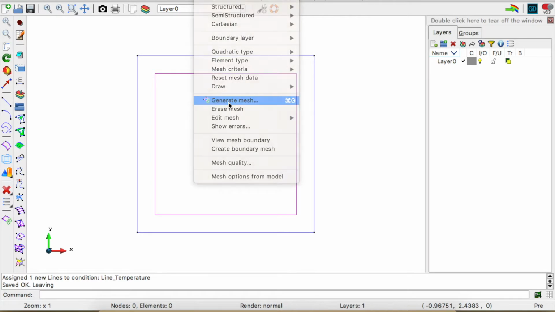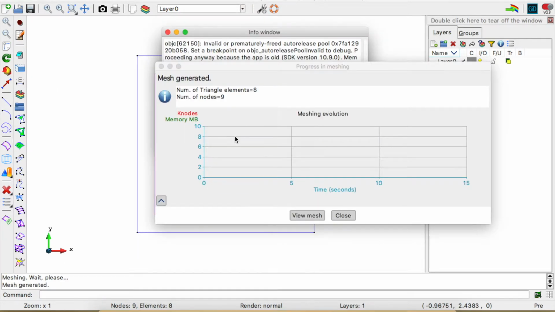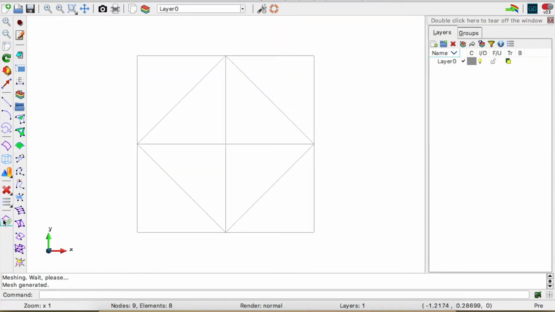We generate a mesh. Simple mesh will be enough. You can see that we have 9 nodes and 8 elements. Let's calculate.